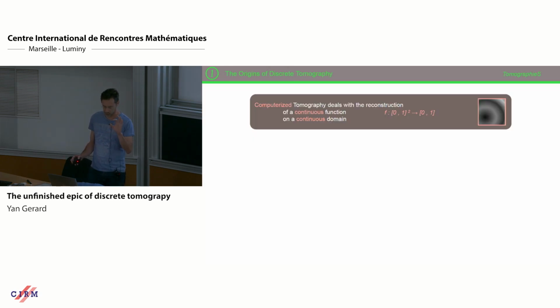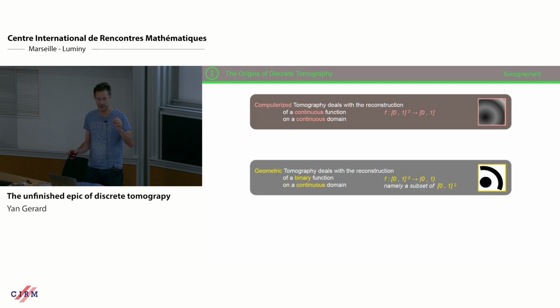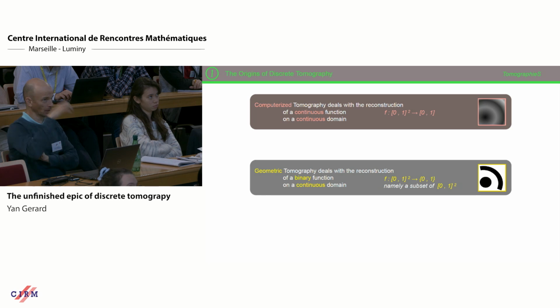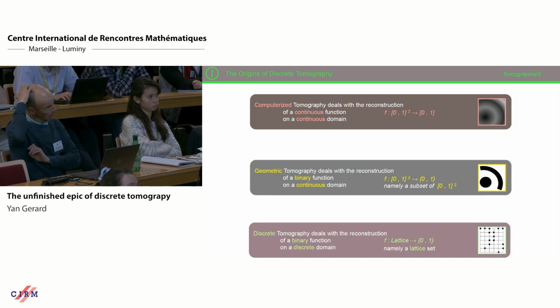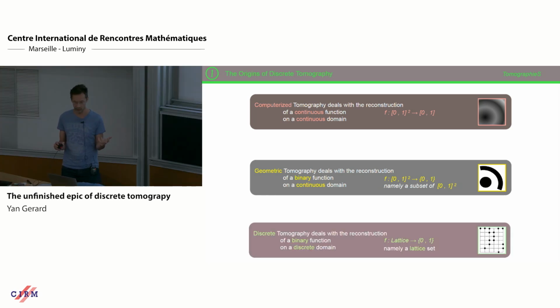To be precise on the vocabulary, we have the field of computerized tomography, which deals with the reconstruction of a continuous function defined on a continuous domain. Then we have the field of geometric tomography, where you want to reconstruct a binary function defined on a continuous domain. And in discrete tomography, we are reconstructing a binary function on a discrete domain.